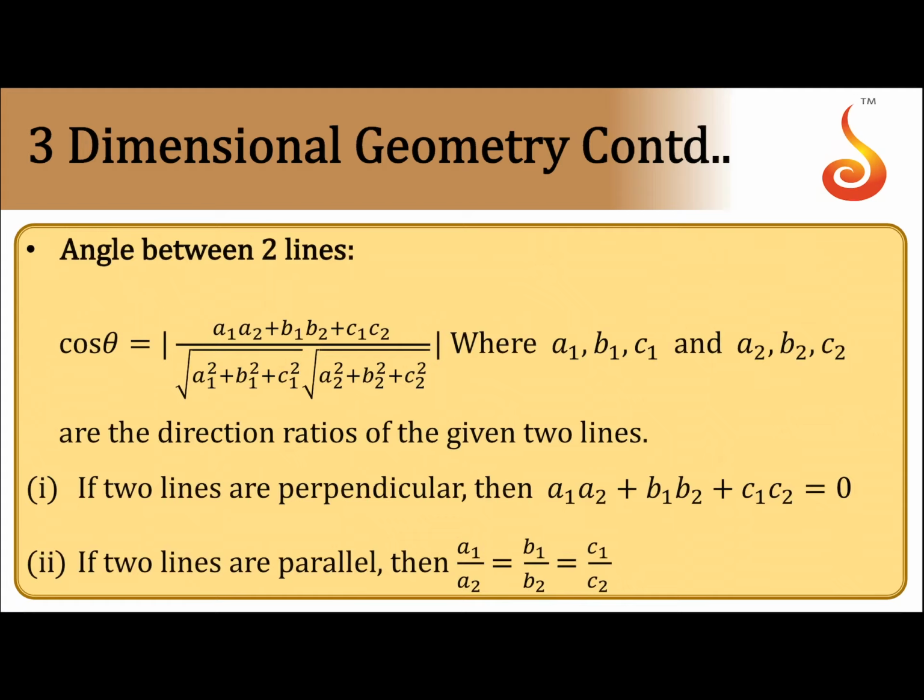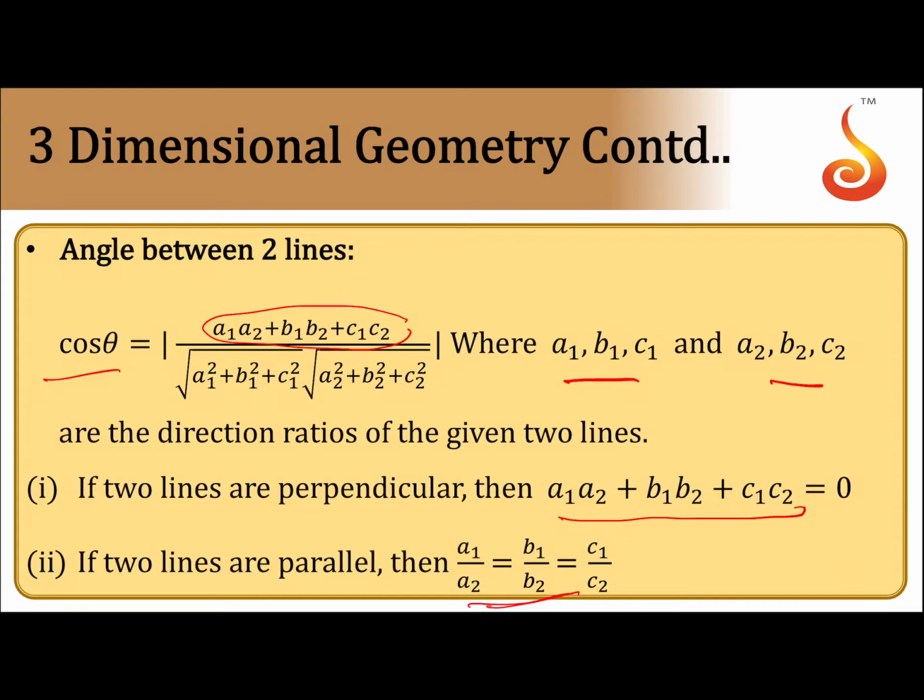Next, angle between the 2 lines. If A1, B1, C1 and A2, B2, C2 are the direction ratios of the lines, then the angle between them is calculated by the formula cos theta is A dot B by modulus A modulus B, and that A dot B is A1 A2 plus B1 B2 plus C1 C2 divided by root of sigma A1 square into root over sigma A2 square. Of course, if the 2 lines are perpendicular, their dot product equals 0. If parallel, the direction ratios are proportional to each other.